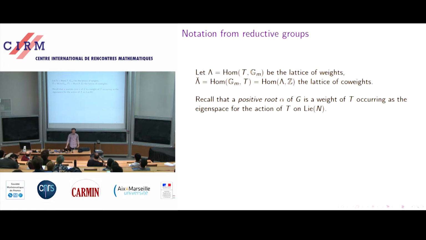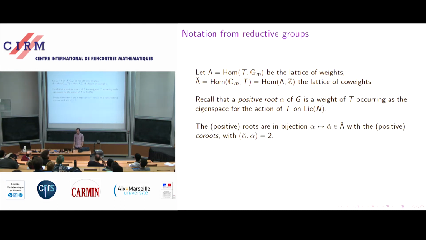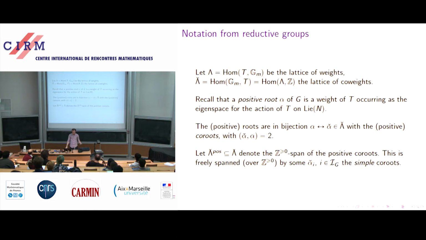And then an important feature of this theory of reductive groups is that the roots are in bijection with so-called co-roots. So for every alpha, there's an associated alpha check, with the basic property that alpha check paired with alpha is 2. And now I'm going to need lambda check pos to be the span of the positive co-roots. Just to remind you, this is freely spanned over the non-negative integers by some simple co-roots. So that's what alpha check i means, simple.